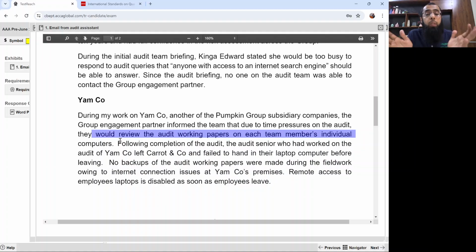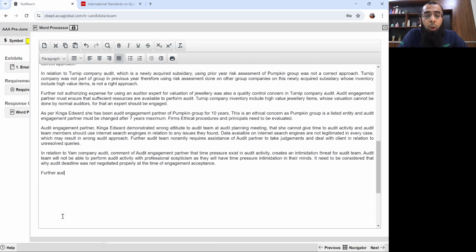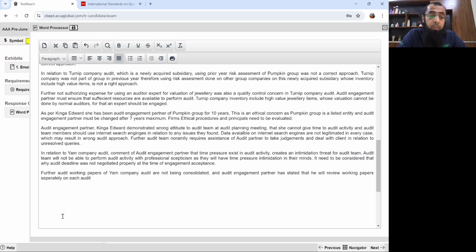See, it is very important that working papers should be consolidated. Why is it important to consolidate the working papers? Because when we form the audit opinion, that is on the entity as a whole, not on the basis of each single working paper. Okay? Further, audit working papers of YAM company audit are not being consolidated, and the audit engagement partner has stated that he will review working papers separately on each audit team member's computer.